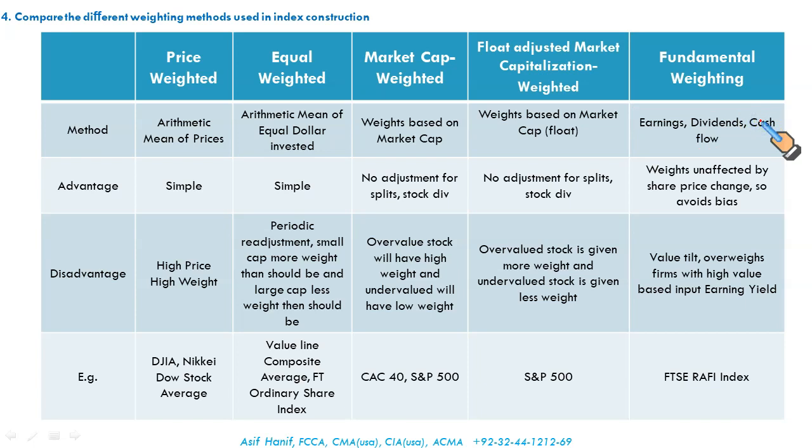The problem with this index is that it suffers from value tilt. What basically is value tilt? Value tilt means we may have overweighted certain stocks A, B, C. We have given these stocks more weight. Why more weight? Because they have higher earnings or higher dividends. So we are leaning more towards the firms with higher fundamentals. This is called value tilt: overweighting firms with higher earnings or higher dividends or higher cash flows. So our leaning is towards the value that we assign based upon our fundamentals. It overweights firms with high value-based inputs, earnings yield, etc. This is the index specifically based upon fundamental weighting, the FTSE-RAFI index.